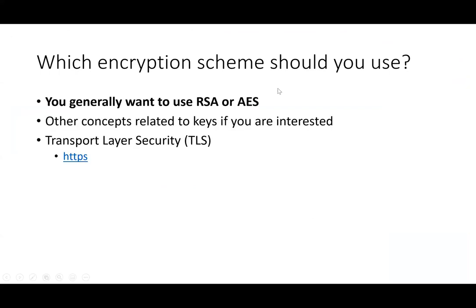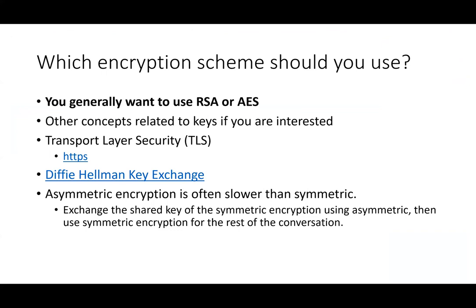Okay, so let's see. Diffie-Hellman key exchange, this is what I talked about earlier. It's just some protocol that you can use to exchange keys without a third party listening in. Often asymmetric encryption is slower than symmetric, but it is more secure. So what you usually want to do is exchange the shared key for symmetric encryption using asymmetric. The first message that you send with asymmetric is basically just the key that you want to use for symmetric communication, and then you just use symmetric encryption for the rest of the conversation.